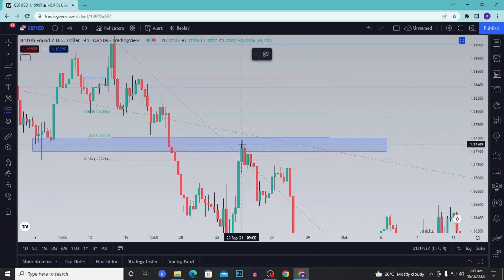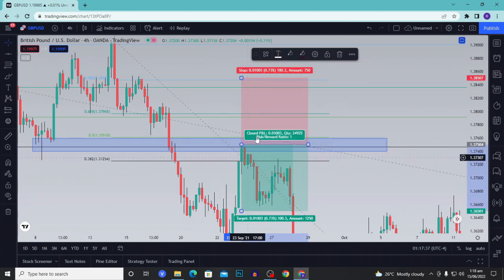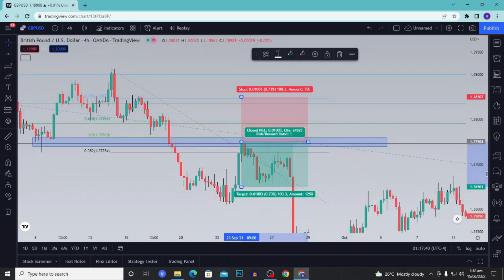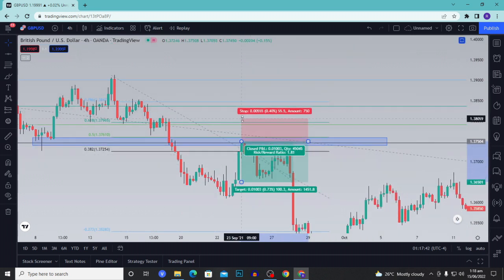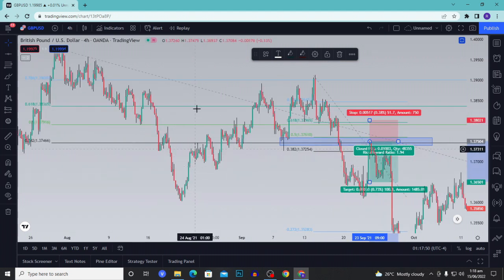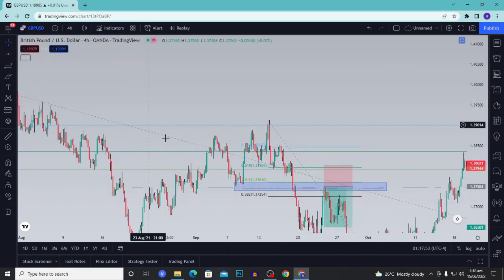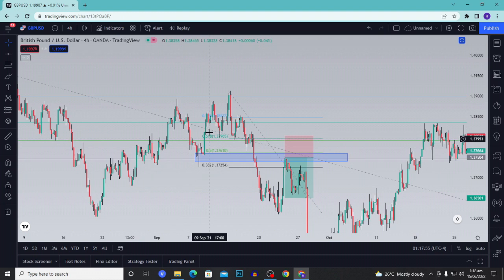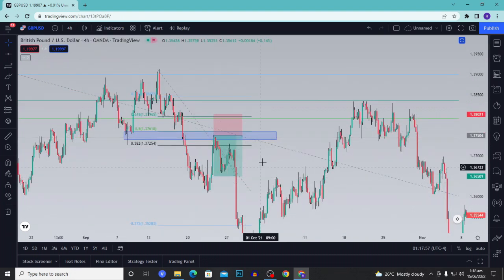So we enter on the 50, wait till price comes up to the 50, place a selling limit. Once price is coming up, we place a selling limit on the 50, and when price hits the selling limit, it will activate a sell trade. Place our stop loss. In this case, we set the stop loss above the 0.618 for the fib that we drew on the 4 hour time frame.